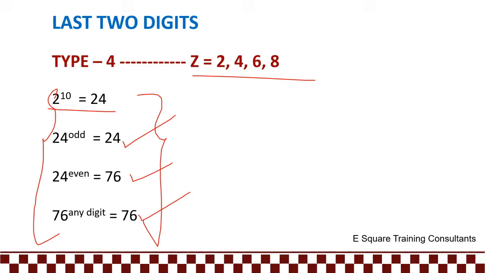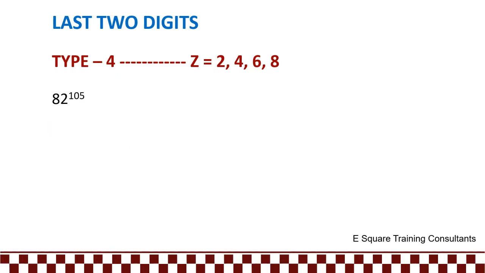If we remember these four tips, we can easily solve when the value of z is this. Let us take some examples. 82 raised to 105. Here I will have to bring it to one of the four tips that I told you, that is either bring it to 2 power 10, or bring it to 24 to the power of even or odd, or 76 to the power of any number, or you can also try bringing it into type 1, where the last digit is 1.